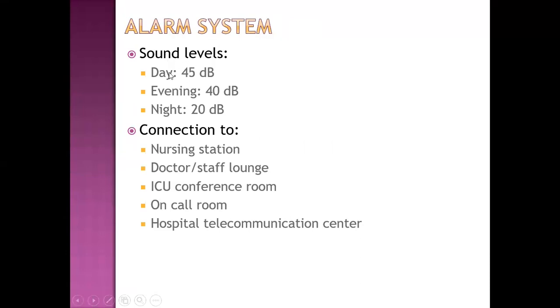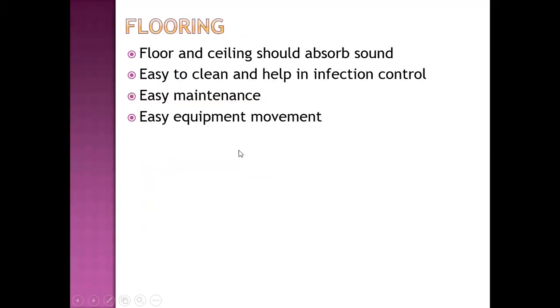Sound levels in the daytime should be less than 45, in the evening less than 40 decibels, and in the night less than 20 decibels. So alarm system like cardiac alarm, etc. of ICU patient should be below this decibel level, and alarm system should be audible or should be present at nursing station, staff lounge, ICU conference room, on-call room, and hospital telecommunication center.